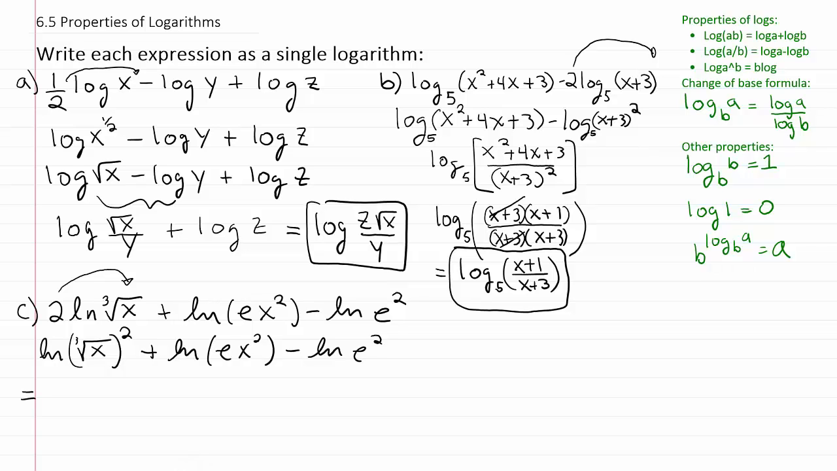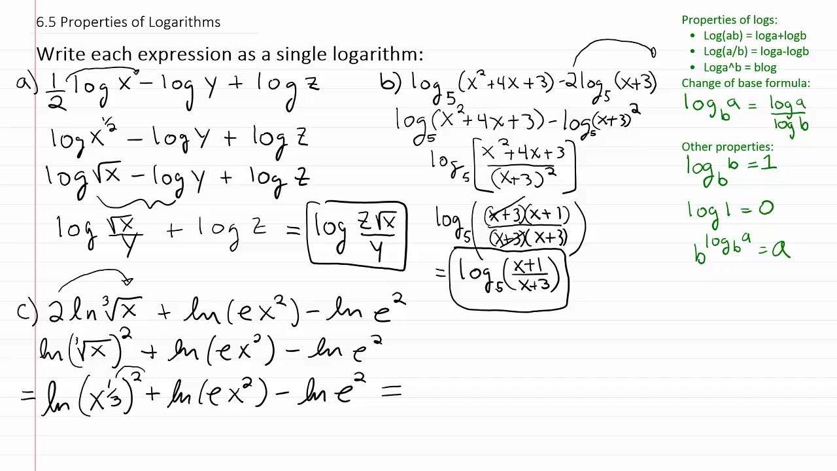The x can be written with a rational exponent of 1/3 here. I can write it as ln of x to the 1/3 power quantity squared. I can do that because remember the third root of x is the same as x to the 1/3 power. Then I'll have plus ln of e x squared minus ln of e squared. Okay, let's continue here.